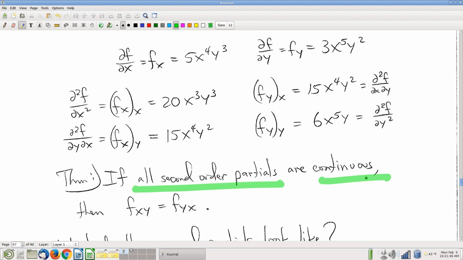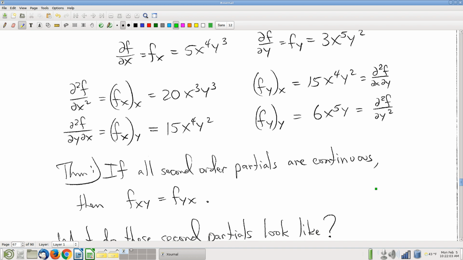I mean, let's suppose the functions you're looking at are polynomials. All of the partials are going to be polynomials, and all polynomials are continuous, so even before you start taking derivatives, that's going to be true. Likewise with trig functions where they're defined and that kind of thing.